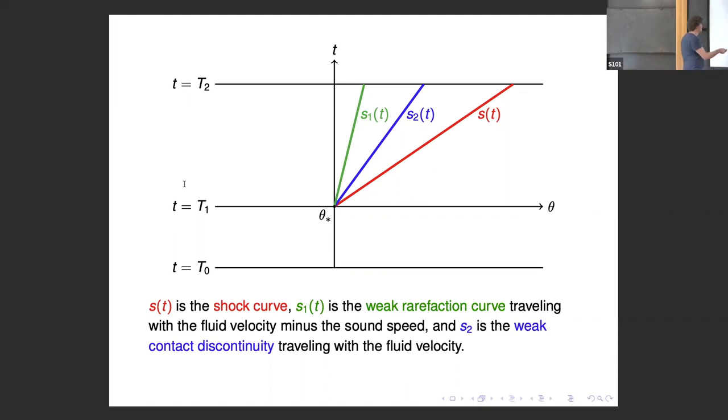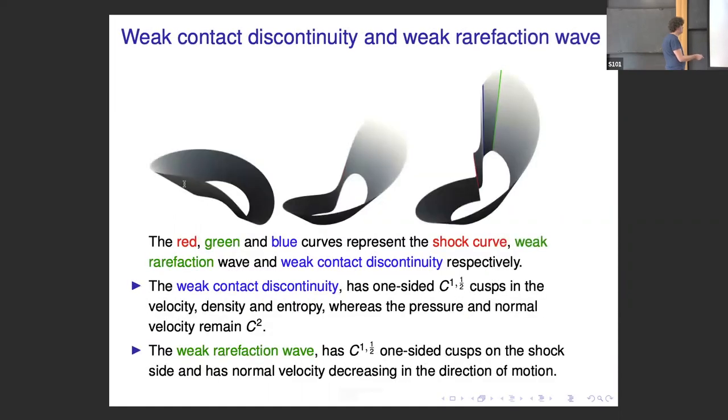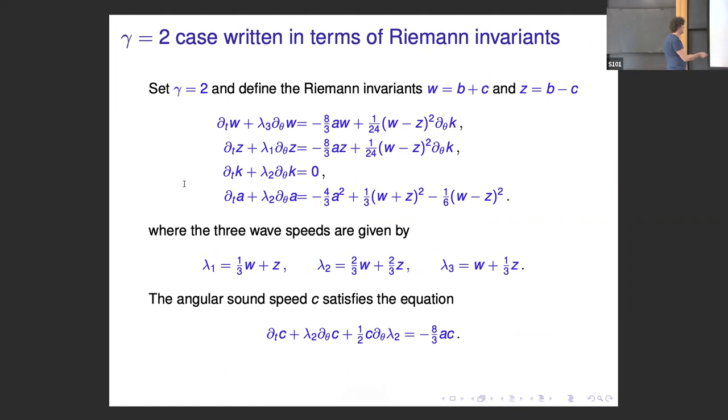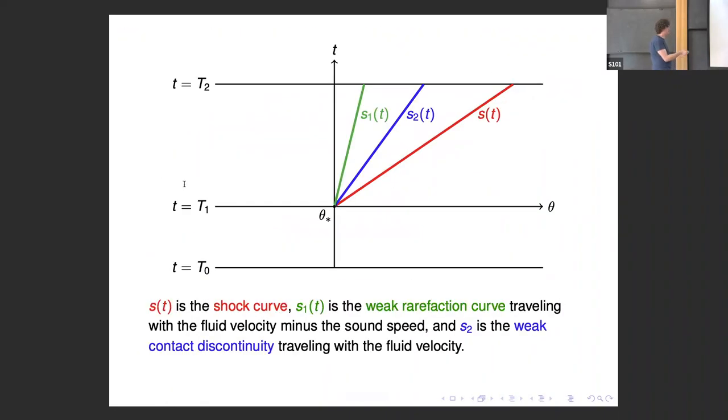So this is in spacetime. This is the spatial direction, and this is the time direction. Here is the shock, and here are the weak contact discontinuity and the weak refraction wave curve. The evolution of the shock will be governed by the Rankine-Hugoniot conditions. These weak discontinuities, as we'll see, are just propagated by the wave speeds lambda one and lambda two. So what you can think of them as, and I'll talk about this a little later, is that they just capture a memory of the roughness of the pre-shock.